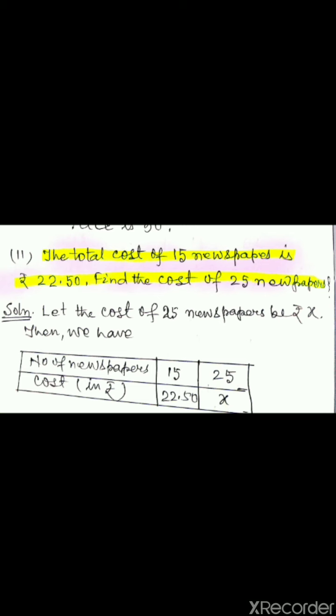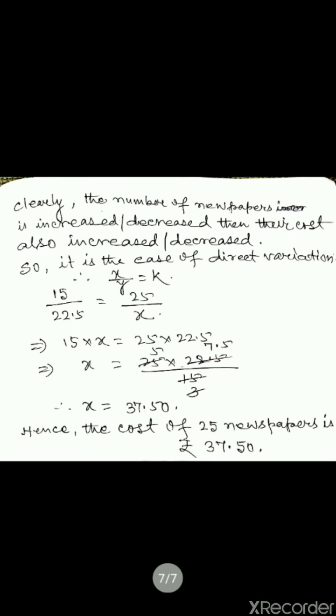Number of newspapers equals 25, then their cost is Rs x. Clearly, if the number of newspapers is increased or decreased, then their cost also increases or decreases. So it is the case of direct variation. Therefore x by y equals k. So 15 by 22.5 equals 25 by x. By cross multiplication, 15 multiplied by x equals 25 multiplied by 22.5. Therefore x equals 25 multiplied by 22.5 by 15.